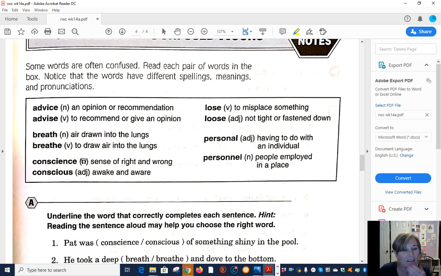Conscience is how you feel about right or wrong. Being conscious is being awake. I am conscious right now. I am awake. Lose means to misplace something. Loose means it is not tight. Personal is something that's private. Personnel are the people who work together.